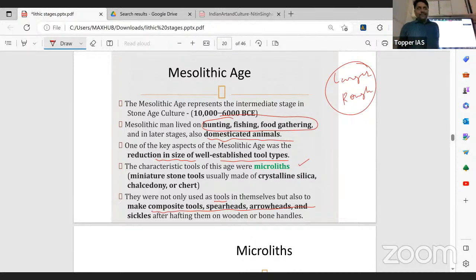So in the Mesolithic age, people started domesticating animals along with hunting, gathering and fishing. Right, and stone tool size was reduced, and these tools were called microliths. So microliths means miniature sized stone tools. And they were made of different stones, basically crystalline, silica, chert and all. And it was not only used as a tool, but also to make composite tools like spearheads, arrowheads, and sickles.